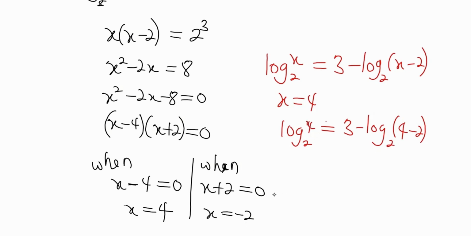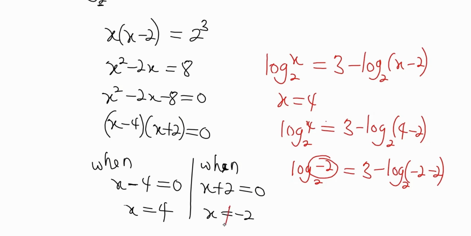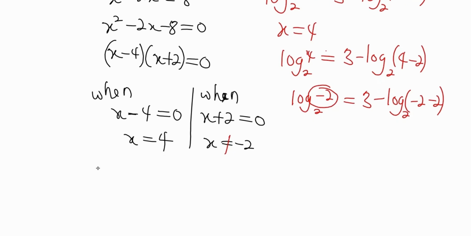Now when we take the negative value, that means the logarithm of minus 2 base 2 is equal to 3 minus the logarithm of minus 2 base 2, and we know that the logarithm of a negative number does not exist. So the only value for x is 4. It implies that x equals minus 2 is not part of our solution. Therefore, you have to conclude that the only value of x here is 4. Now, if that is clear, then we go to the next example for today's video.